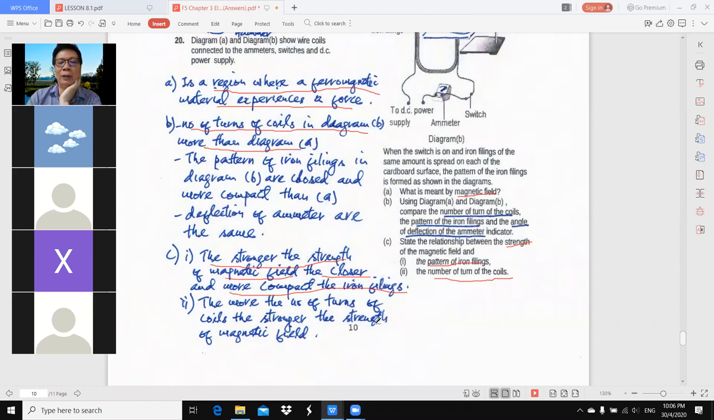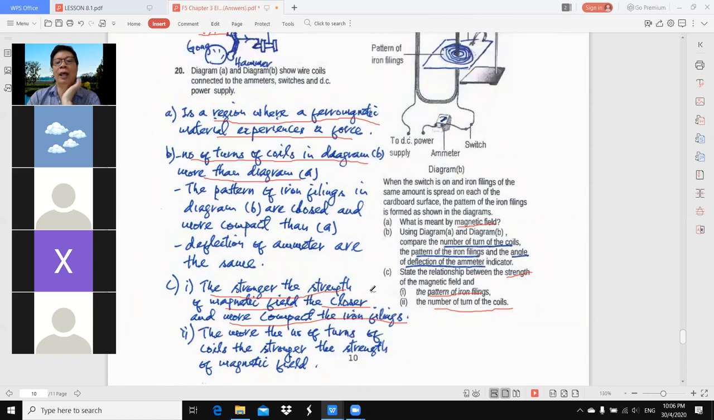You cannot say the stronger the strength of magnetic field, the more turns. No, that is wrong. You must write the number of turns first: the more the number of turns of coil, the stronger the strength of magnetic field. Right? Okay, I'll let you see yours, so that if you want, you can copy the answer.